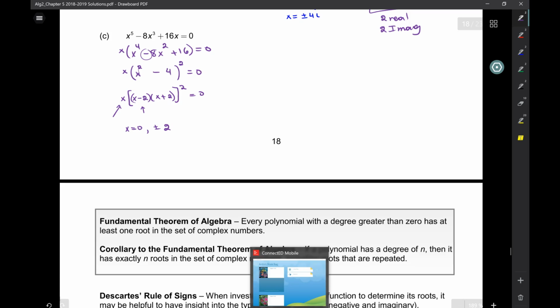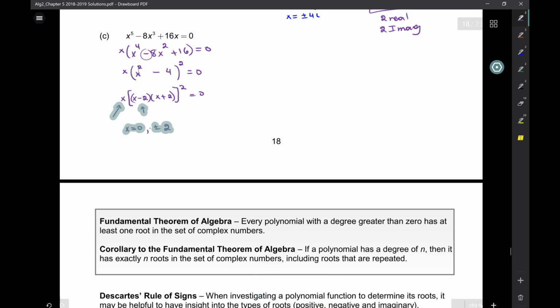How many do I need? What's the degree? 5. Where are the missing 2? They're not imaginary because we solved them all. There you go. Look at this. This whole thing is squared, right? So when I write that out, it's x times, this inside is squared. So technically I have x minus 2, x minus 2, x plus 2, x plus 2 equals 0, right?